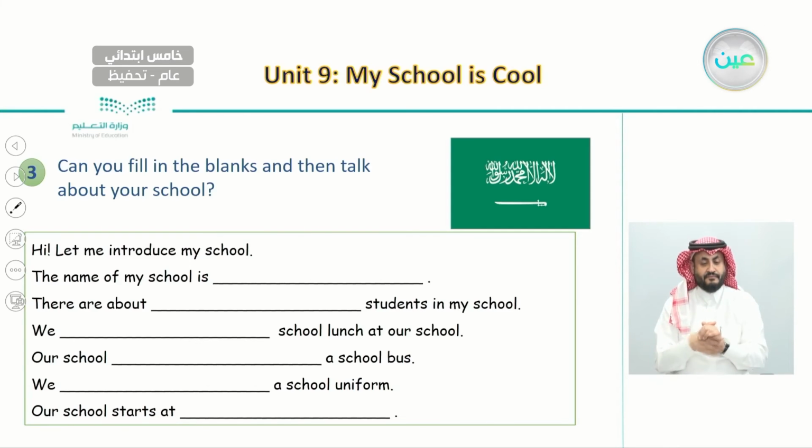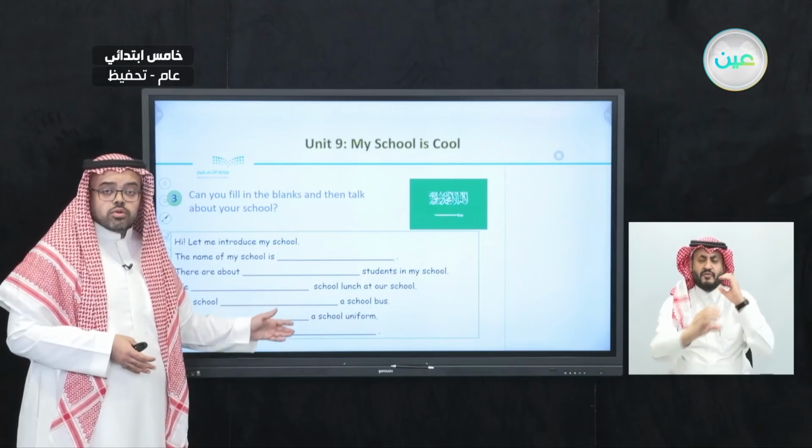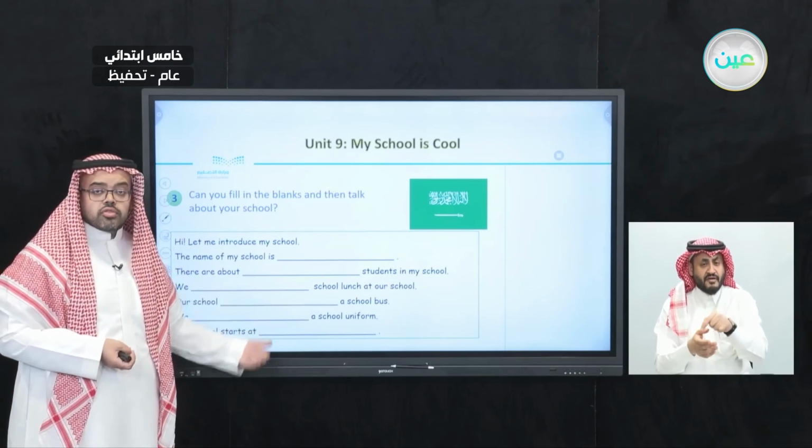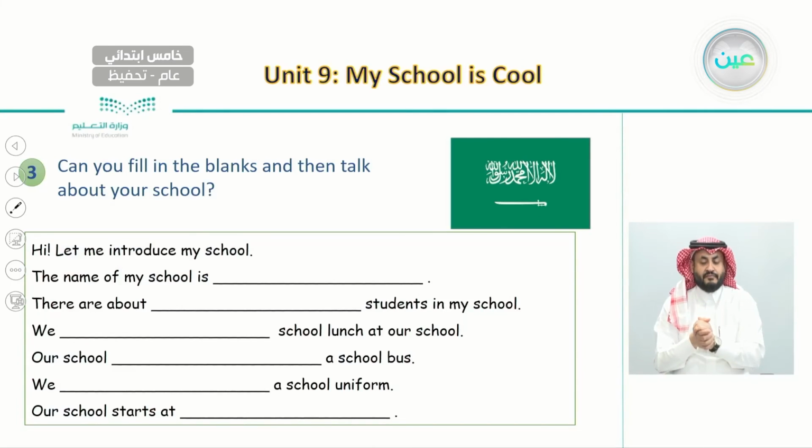Now, as for the fourth one, our school blank a school bus. So here, what we should write about is our school bus. Our school has a school bus, or our school doesn't have a school bus. So this is also something we need to think of about our school here in the fourth sentence. Next, we blank a school uniform. So here we should write either we have a school uniform or we don't have a school uniform. So just think about your school and write down the answer here.